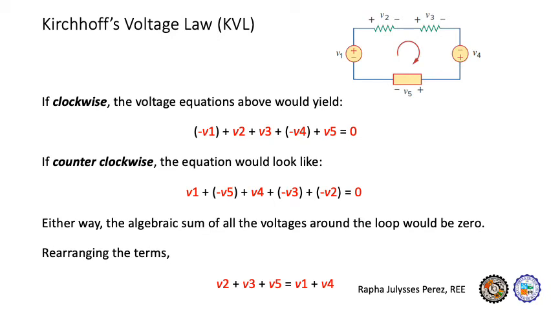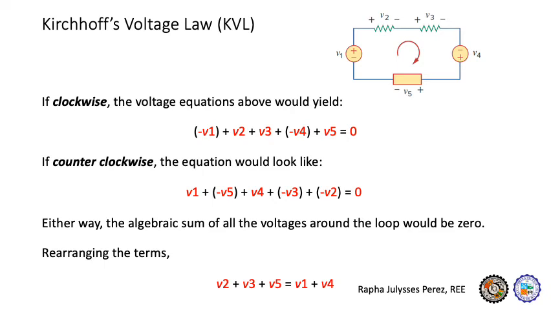But if we consider a counterclockwise direction for our loop, the sign conventions would just be reversed. Our V1 and V4 would now be taken as positive voltages, while V2, V3, and V5 are all negative voltages. Why is that so? When we consider either a clockwise or counterclockwise direction for our loop, we need to look at which sign in that voltage our loop hits first.